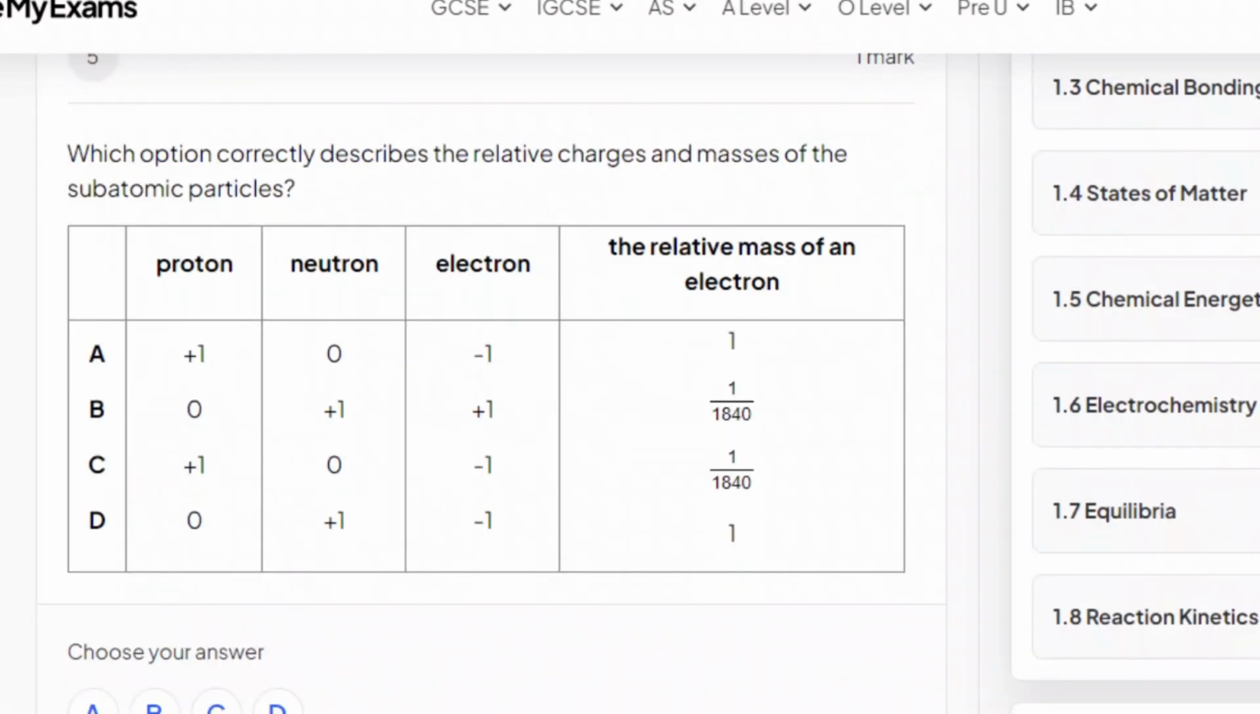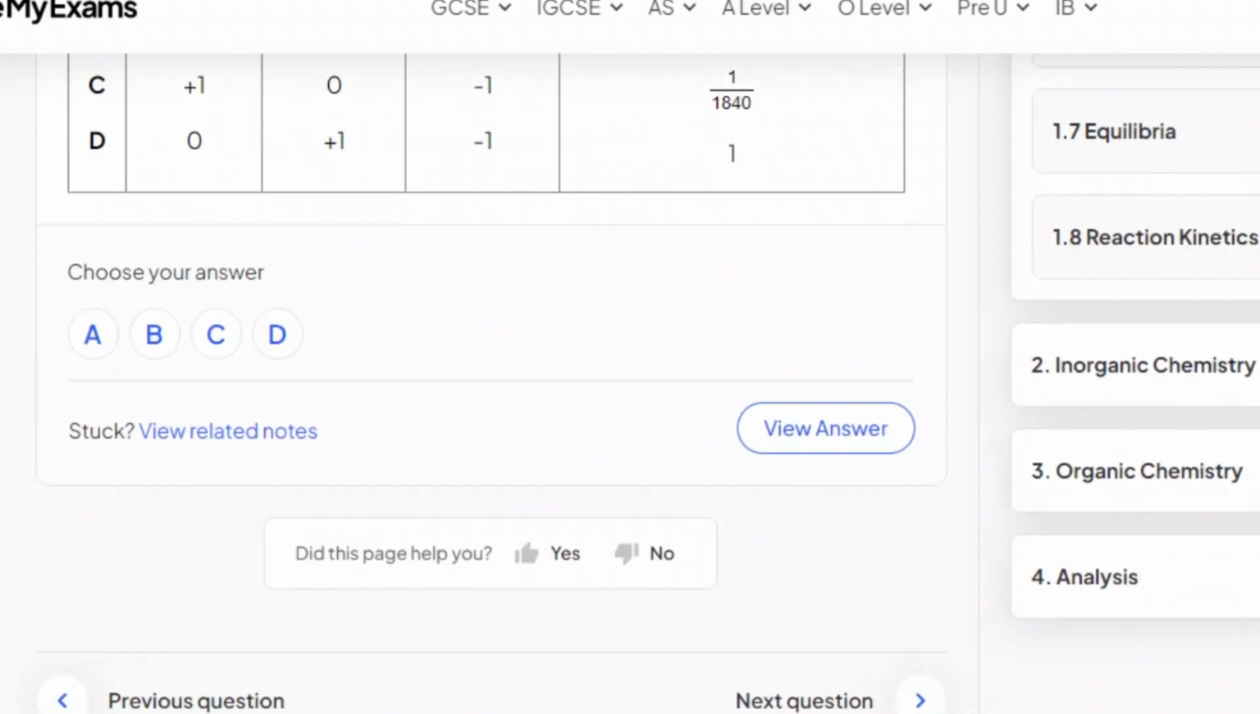Okay, so now which option correctly describes the relative charges and masses of the subatomic particles? Again, if you go on to our video on atomic structure, part 1, you're going to see a table shown. But just for the context of this question, protons have a positive charge, neutrons are neutral, electrons have a negative charge, and the relative mass of an electron is going to be 1 over 1,840. So the correct answer would be C.